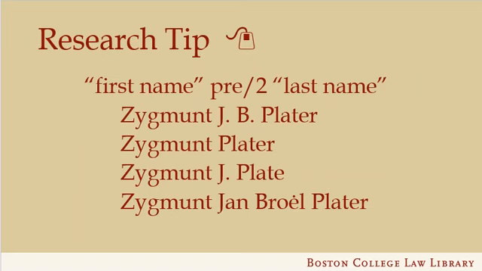Here's another research tip. This is a great connector when you're looking for people. Unless you know someone's name always appears exactly in the same form, you should join the first and last name with a pre/to connector. That way you'll get their name with or without middle names, initials, or nicknames. You can see from this example all the different ways I've seen Professor Plotter referred to in writing. Searching for him as Zygmunt pre/to Plotter will retrieve all of them.